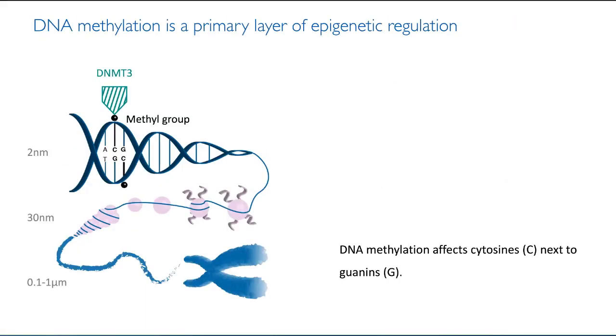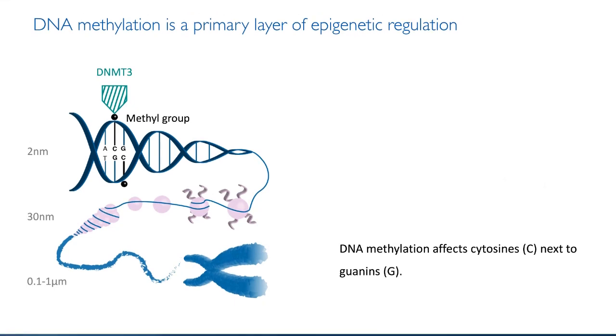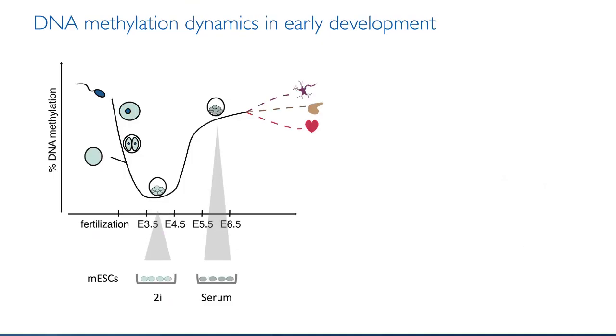And I will demonstrate our approach, giving the example of the establishment of epigenetic marks during early development. DNA methylation is a primary layer of epigenetic regulation. It affects cytosines in a CpG context, and it's mediated by so-called DNMT3 enzymes. In development, DNA methylation is first erased from the paternal and maternal genomes, and then re-established between embryonic day 4 and 5 in mouse.